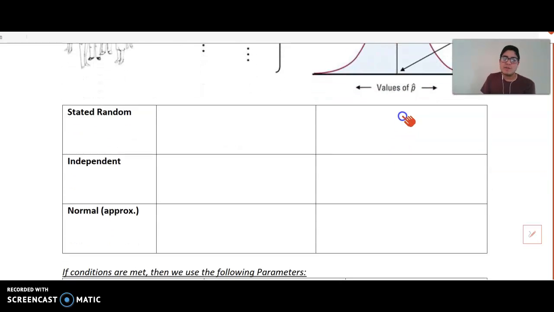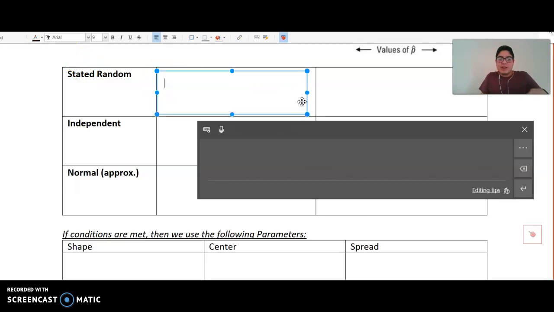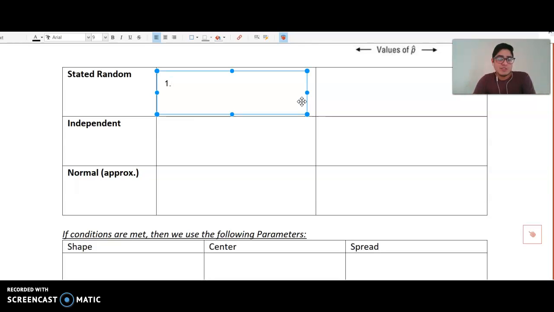And so where do each of these values come from? Well, they all come from a necessary condition in order to construct the sampling distribution. So the first condition that we have to have is that it is stated random. And so I'm actually going to switch to typing here. Now, there are 2 types of random methods we could use. So the first one would be a random sample, and the second one would be a random assignment, assuming this is an experiment. So I'll type that in as well.